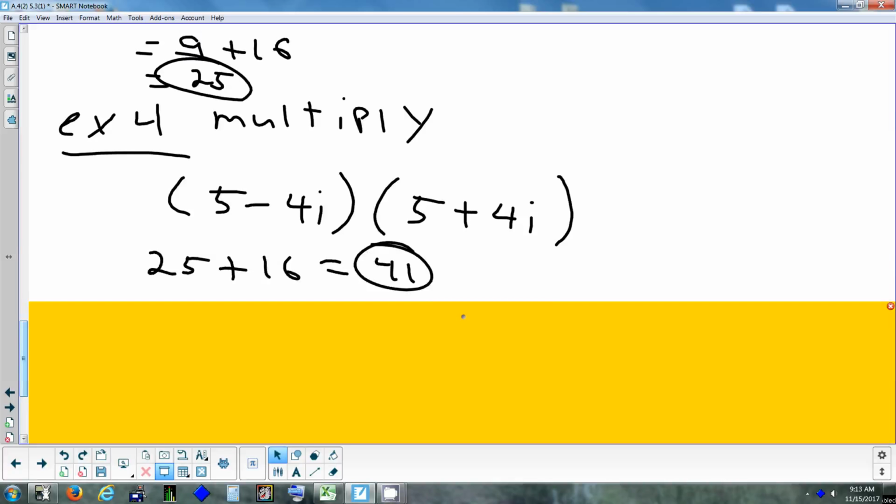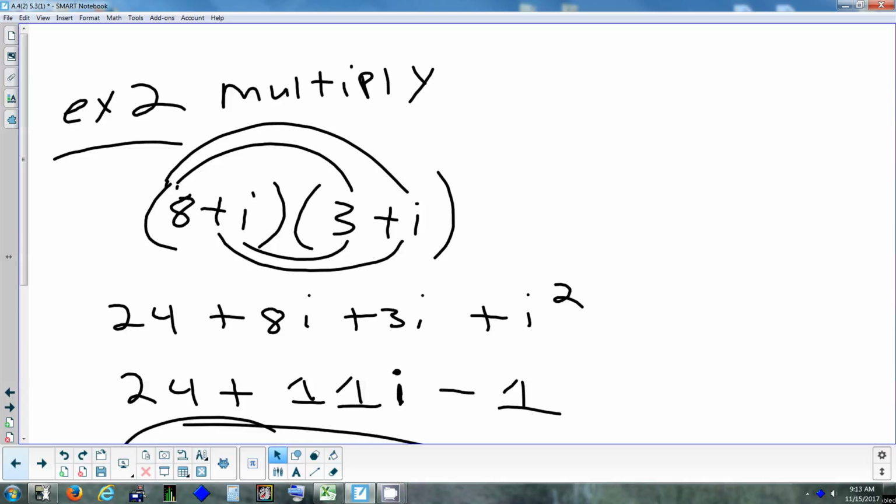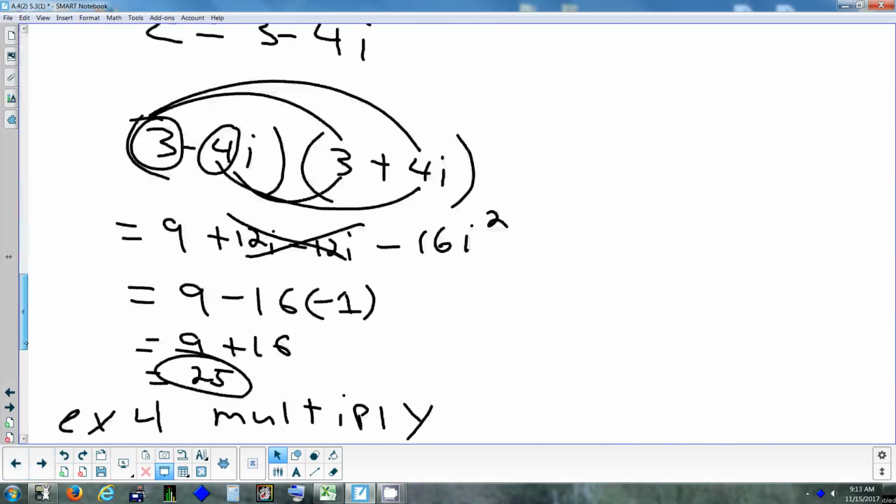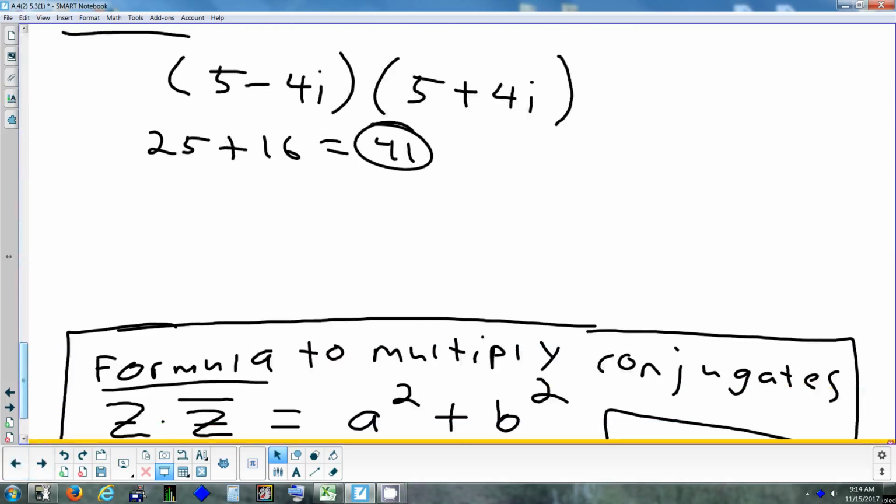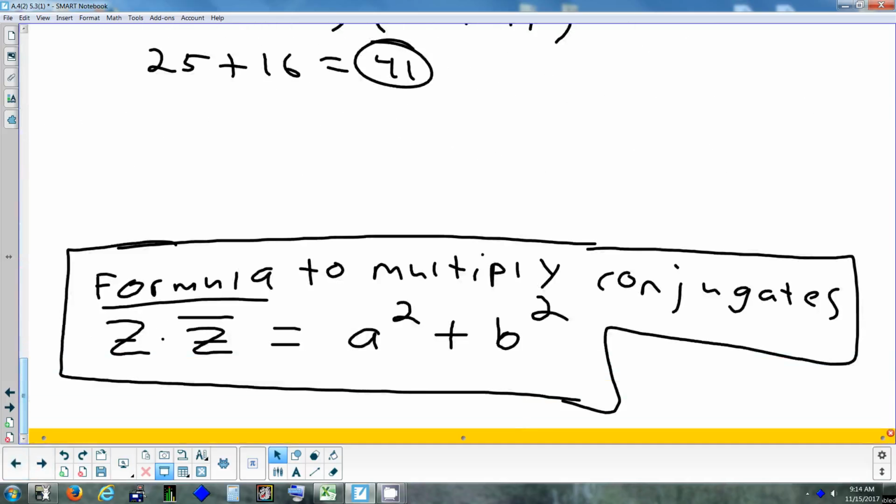Any question on the shortcut? Okay, you can't use this all the time. You can only use it for conjugates. If you have to multiply two things like that, you're still going to do it out the old way. This shortcut works for conjugates. Okay, so the formula to multiply two conjugates: if that was your complex number, again, A and B would be numbers, but in general, if the real part was A and the imaginary part was B, square the real part, square the imaginary part, add them up.